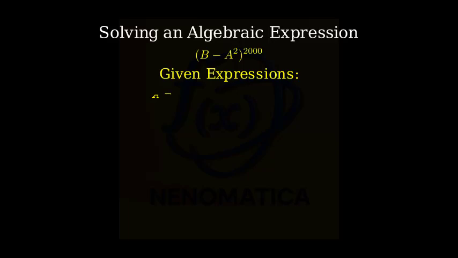Welcome to this math video where we'll solve an algebraic expression problem. We need to calculate the value of the expression b minus a squared, all raised to the power of 2000. We're given two algebraic expressions. A equals 4 times the quantity x squared plus 3, minus 2 times the quantity x minus 2 times the quantity 2x minus 3, and b equals 14 times the quantity 2x minus 1/7 times the quantity 7x plus 1/2.